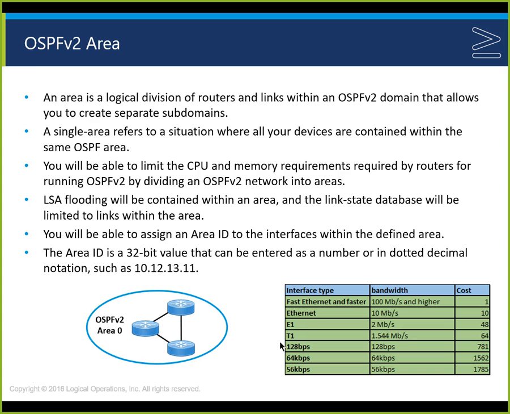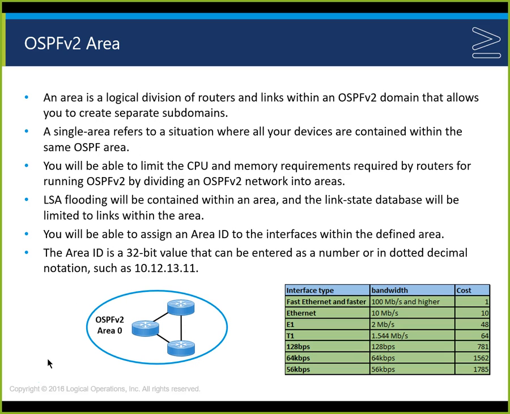This is the cost table. Here the T1 is a cost of 64, and then a fast Ethernet and faster, 100 meg or higher, is 1, which gives us a 65, and that was the cost of that link. So it uses cost to find the best path.